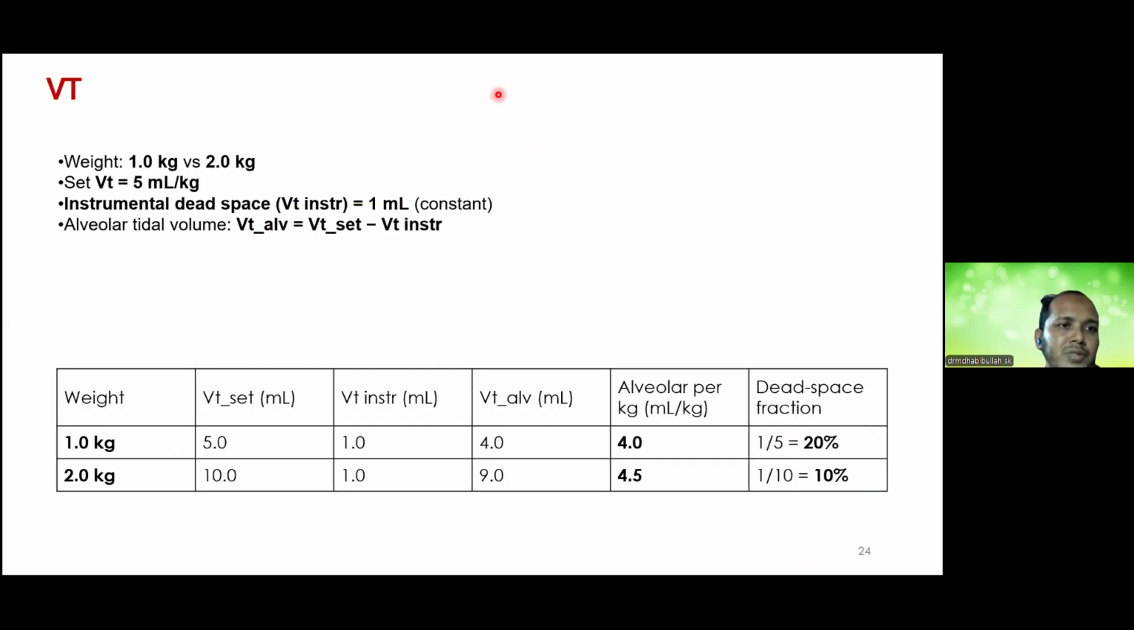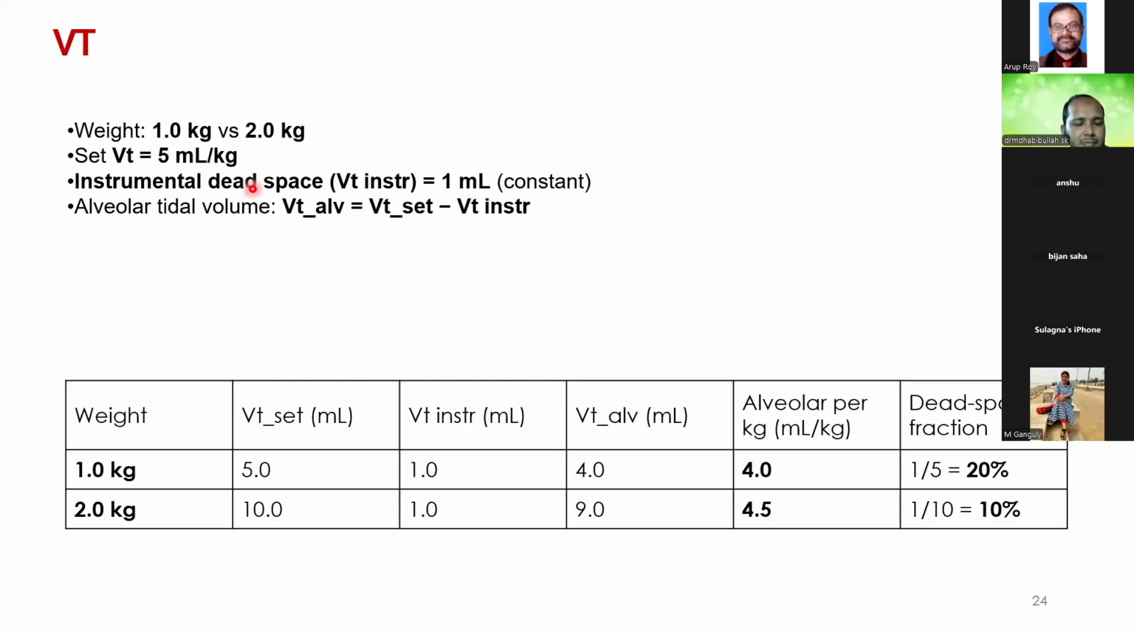Now, why do we use a higher tidal volume in a baby with lower weight? Suppose in this example there are two babies with RDS, one is 1 kg, another is 2 kg. I set the tidal volume in the ventilator at 5 ml per kg, but putting a flow sensor at the proximal end creates a dead space. It's around 0.6 to 1.2 ml, suppose. For simplification, I take 1 ml for the dead space volume of this flow sensor.